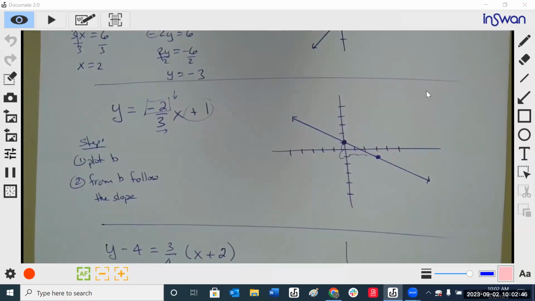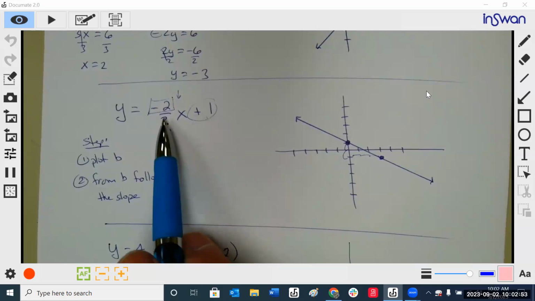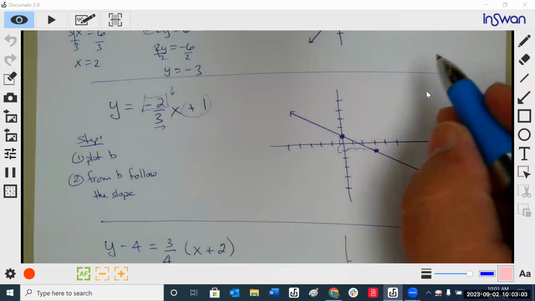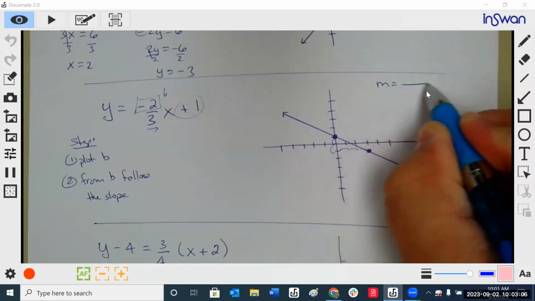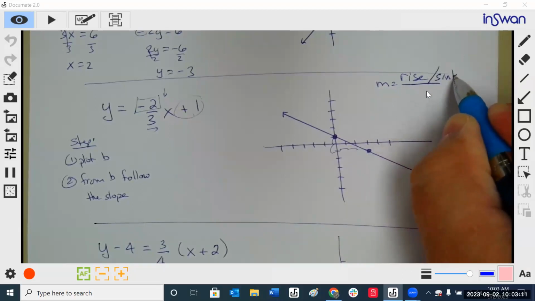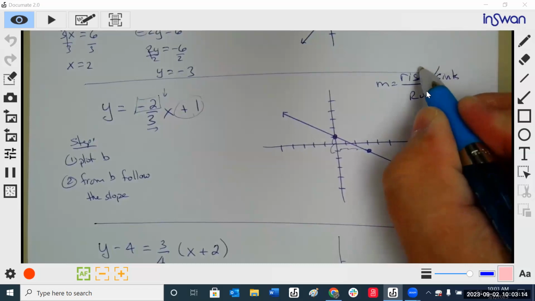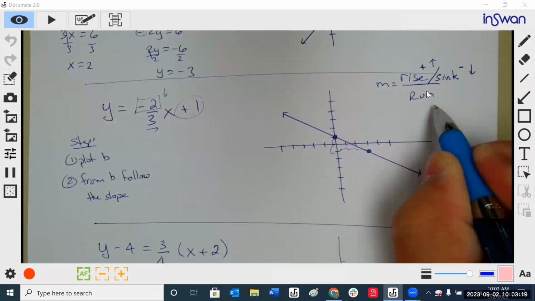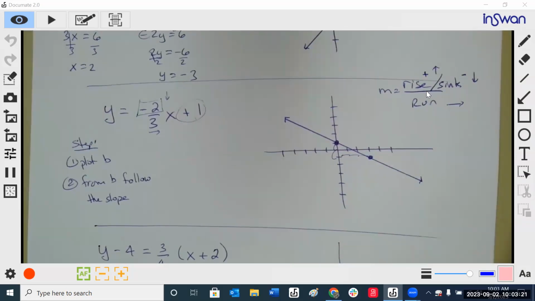So if it's given to you in point-slope formula or slope-intercept form, there's nothing to do. Just plot the y-intercept and follow the slope. It's all there. Yes. Right, because the slope is rise over run. Rise: go up if it's positive, down if it's negative, and the bottom is always positive. It always goes to the right.